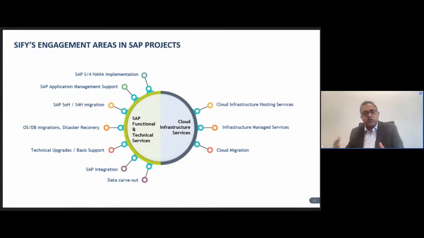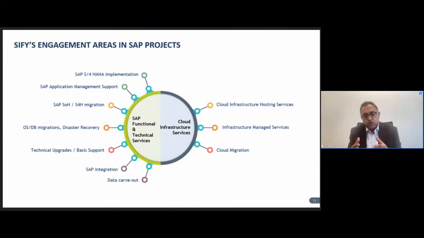One way we come as a cloud infrastructure service partner. Another way we come as a SAP functional technical service partner, right? And that's the beauty of Sify today. Today, we can be your application migration partner, we can be your basis support partner, we can be your BI services partner, and at the same time, we can migrate you not only on the application side, but also on the cloud infrastructure, on Google or any other cloud that you want, and manage it further with our management tools and all the intelligent ways, right?